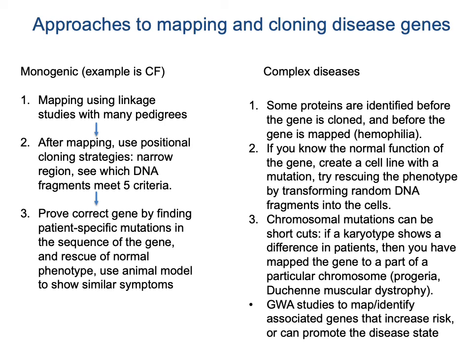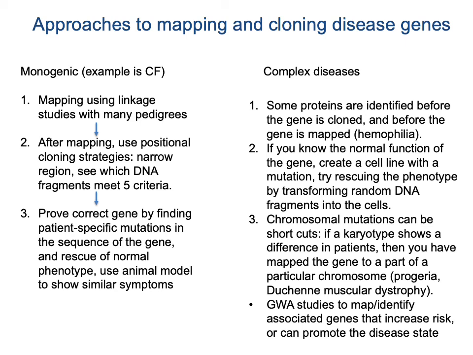Secondly, if you know the normal function of the gene, you can sometimes create a cell line with a mutation and then try rescuing the phenotype by transforming in random DNA fragments and get the gene that way. So that's also a flipped order of first understanding function and then identifying the gene.